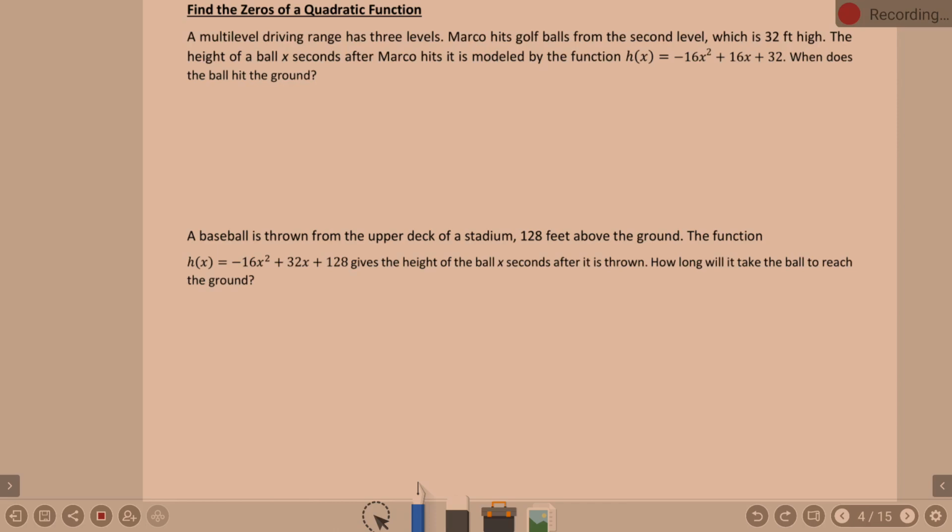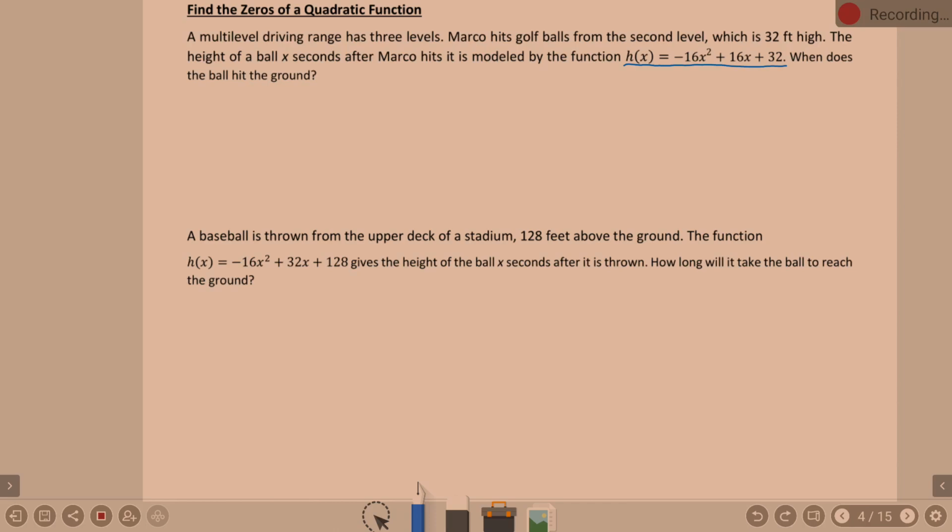A multi-level driving range has 3 levels. Marco hits golf balls from the second level, which is 32 feet high. The height of a ball, x seconds after Marco hits it, is modeled by the function. Notice right here, folks, what are they doing? They're giving me the function, right? No stress. You don't have to do anything horribly different here. They're giving me the function.